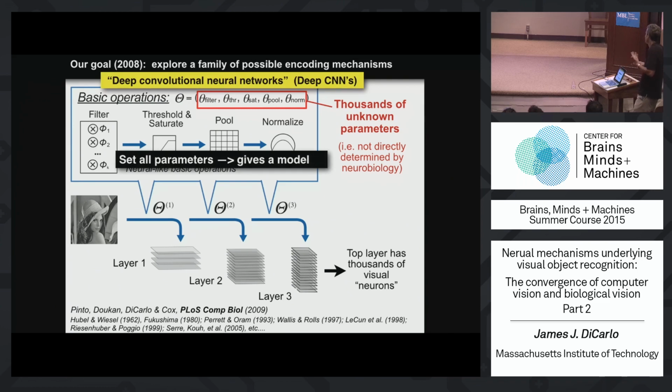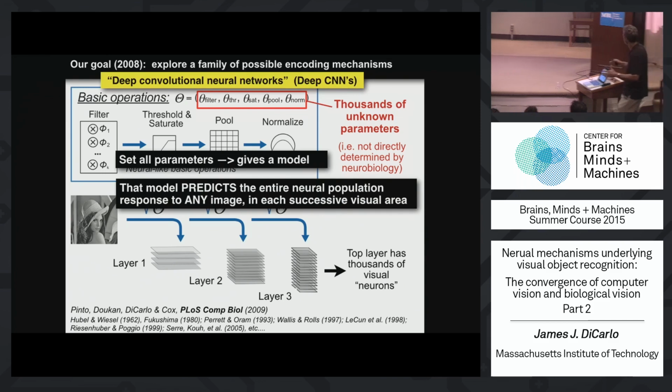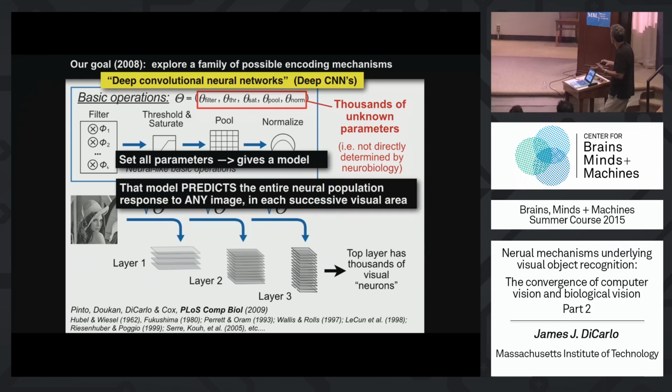So what I like about it is, at least when you set it, it's a model. It makes predictions, and then you can test it. So it's at least a model. And it predicts the entire, if you start to map these, you say this is V1, this is V2, this is V4, it predicts the full neural population responses to any image across these areas. So it's a strongly predictive model once built.